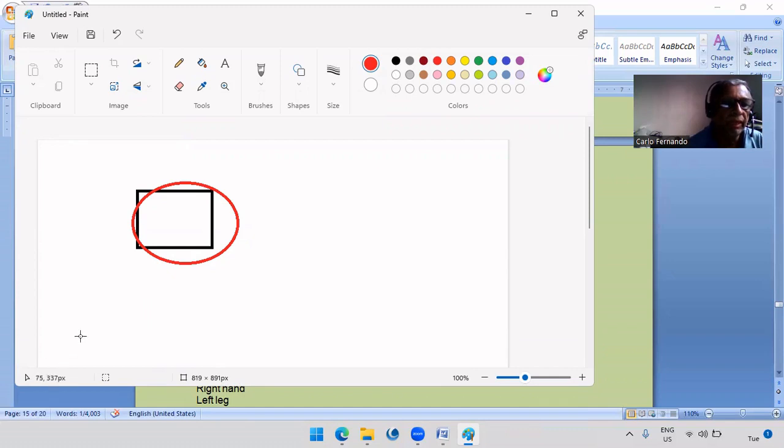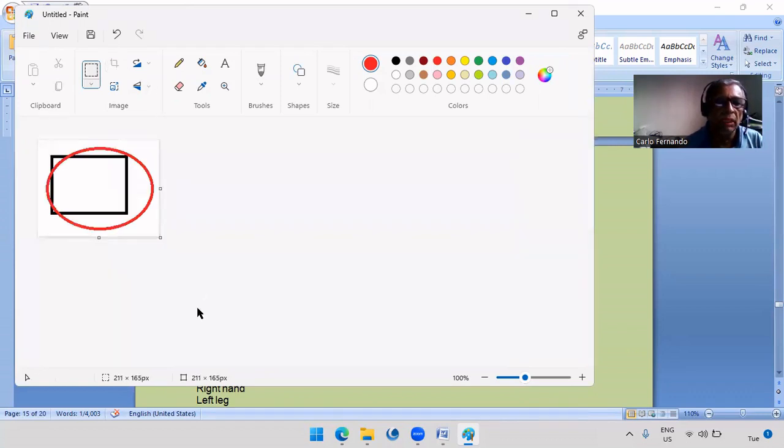Now can you see the coordinates moving when I move the cursor? Two coordinates moving, changing. Now here it's 819 into 891. Similar figures, it's easy to remember. Now I'm going to crop this. And then it became 211 into 165, the size of this picture.